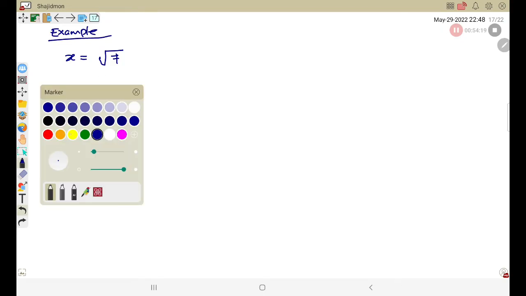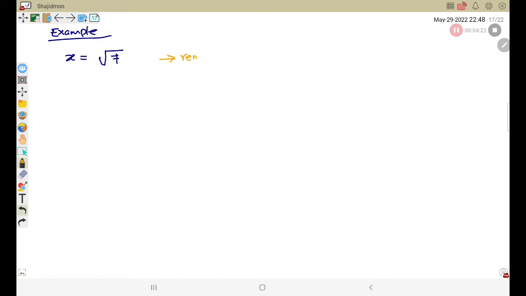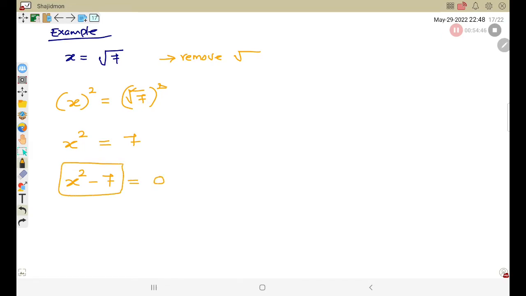Then what I told, remove the root sign. So x power 2 equals root 7 power 2. Root removing means we need to do squaring, correct? So we will get x power 2 equals 7, as root and square cancel. Take it to the left side, x power 2 minus 7 equal to 0. So here, this is f of x. F of x means x power 2 minus 7. Depending on the question, you can apply these ideas. I hope you are clear on that.